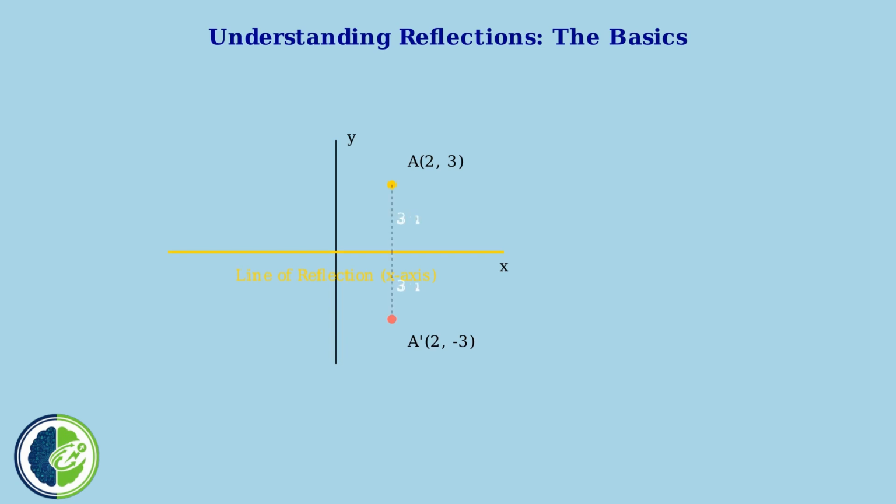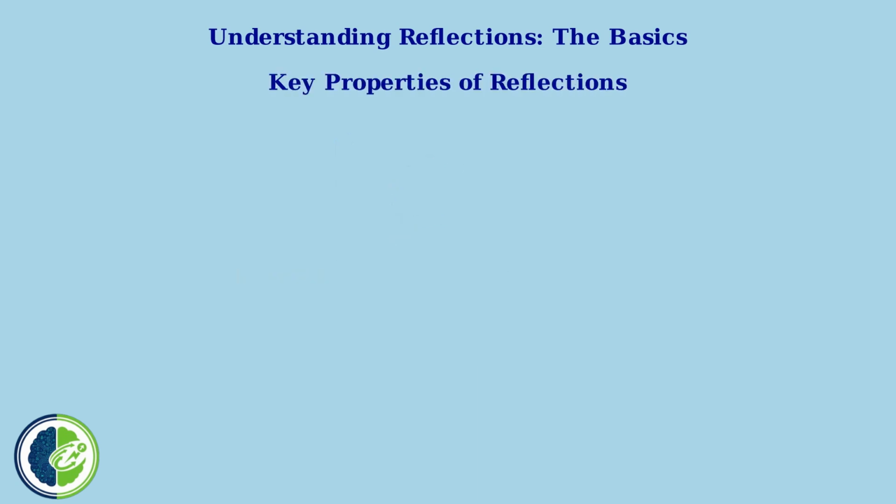A key property of reflections is that both the original point and its reflection are equidistant from the line of reflection. Both points are exactly 3 units away from the x-axis. Now let's explore the key properties of reflections using a triangle to see how entire shapes behave under reflection.